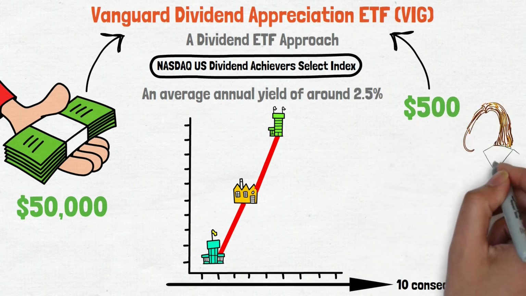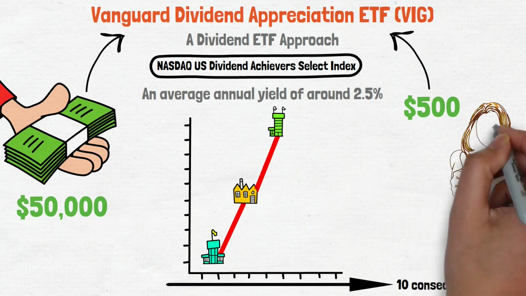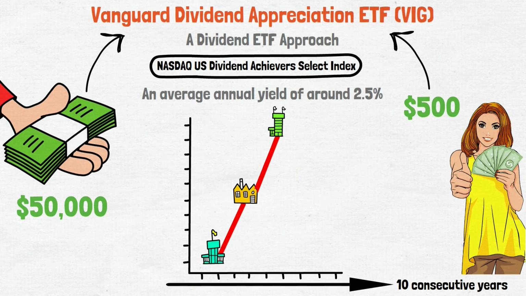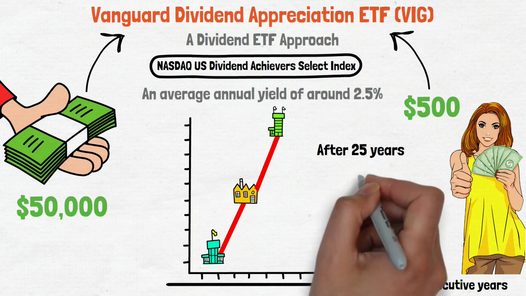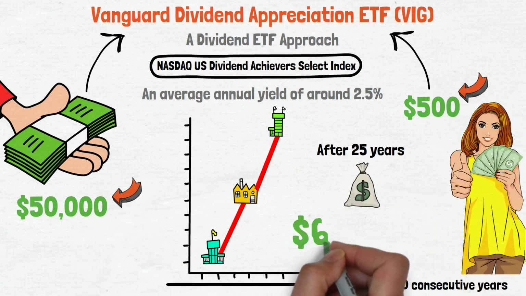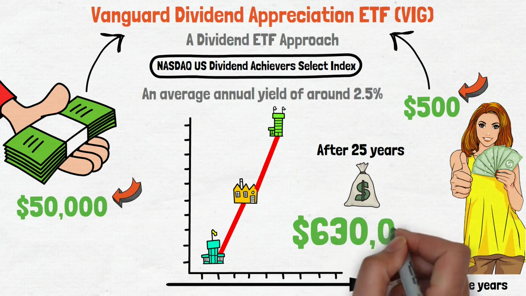Goldie's strategic investment plan, combined with the power of compounding and a focus on dividend growth yield, leads to impressive results. And after 25 years, her disciplined approach yields substantial rewards. Her initial investment, coupled with the consistent monthly contributions, results in a portfolio value of approximately $630,000.